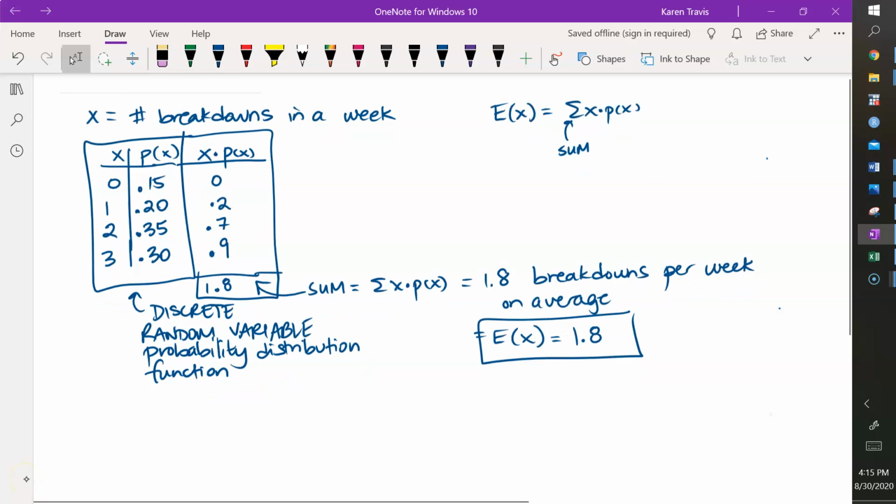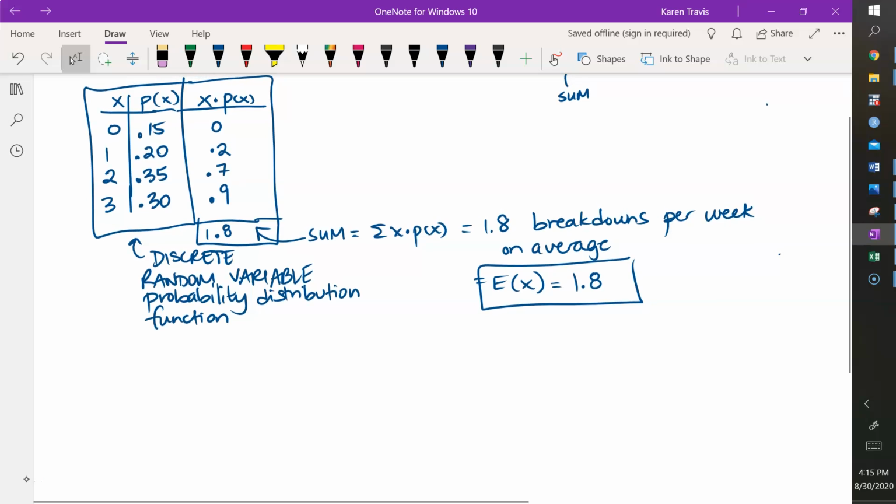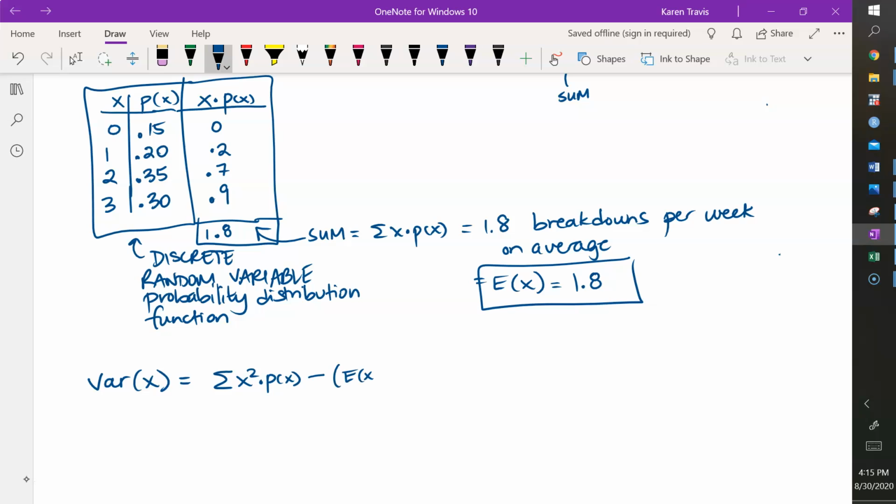Now let's continue our example using the same discrete PDF and think about variance and standard deviation. So variance of x comes from taking the sum of x squared times p of x minus the expected value that we got squared. So variance, after it's square rooted, becomes standard deviation, and standard deviation helps us think about how variable the outcomes will be from week to week in the case of our breakdowns of the machine.